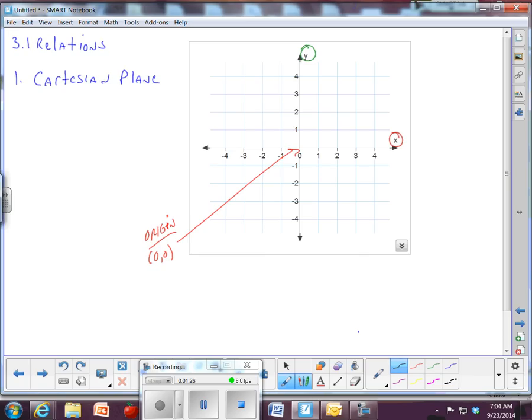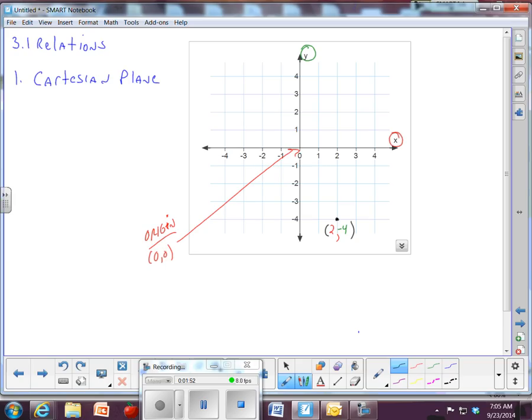For example, if we had a point right here, the coordinates of that point would be first the horizontal coordinate or the x coordinate, and in this case it's a 2, and then the vertical coordinate or the y coordinate, in this case it's a negative 4, right? So the coordinates of that point are 2, negative 4. And points are located in the Cartesian plane by their coordinates.